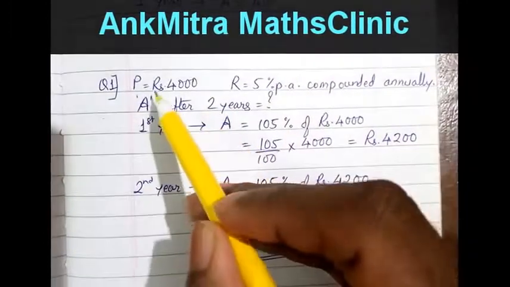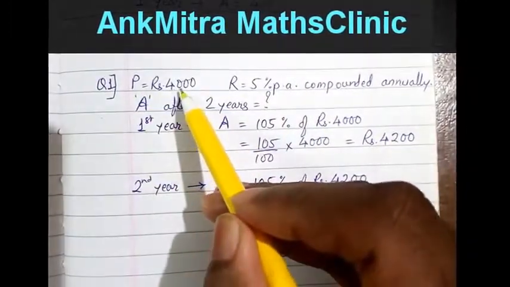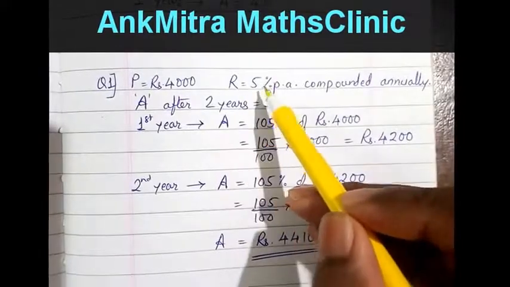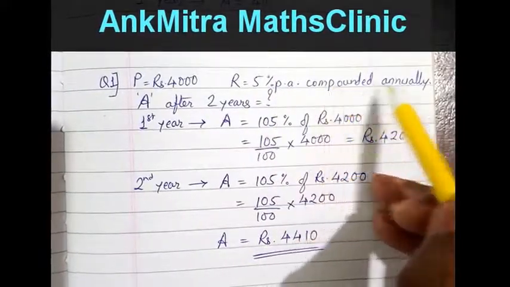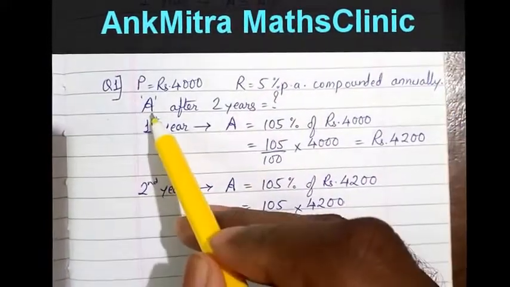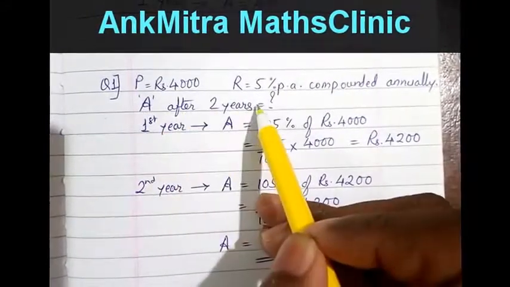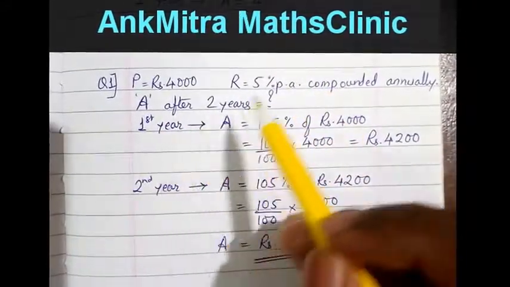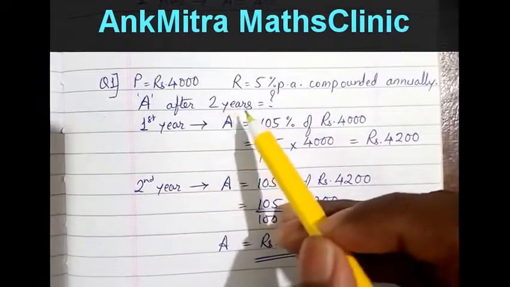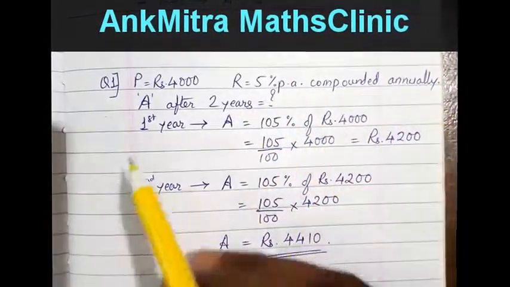In this question, they are given that principal is rupees 4,000. Rate of interest is 5% per annum, which is compounded annually. And we are asked to find the amount after 2 years. So in this case, I prefer to use the logical method instead of the school method.